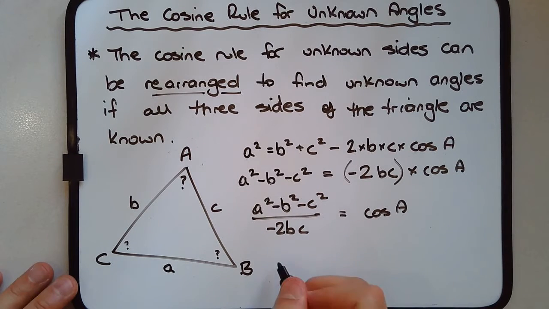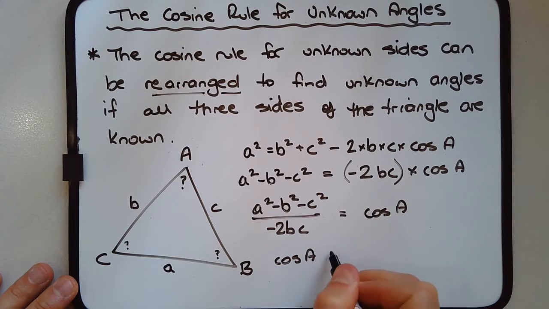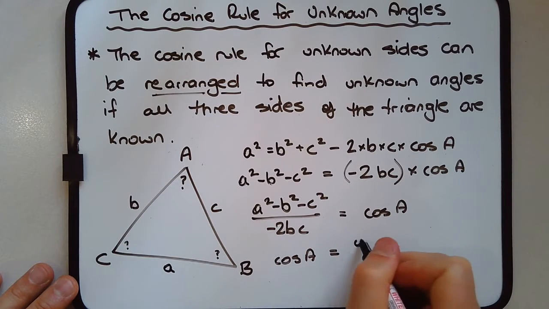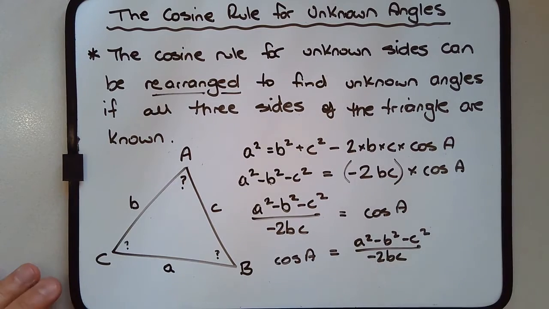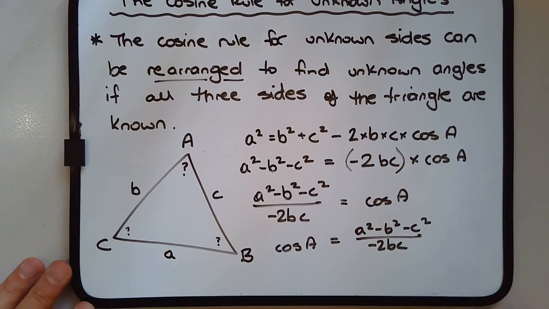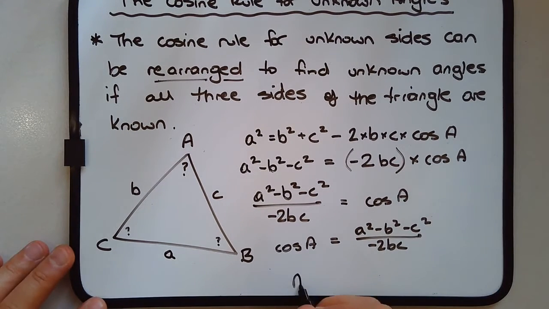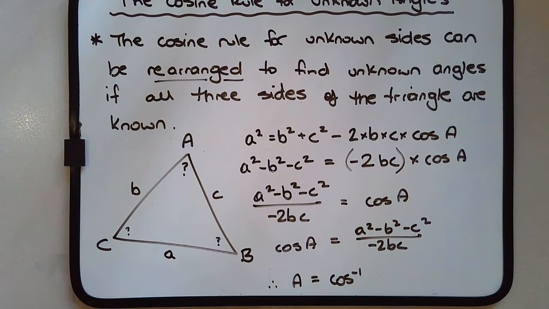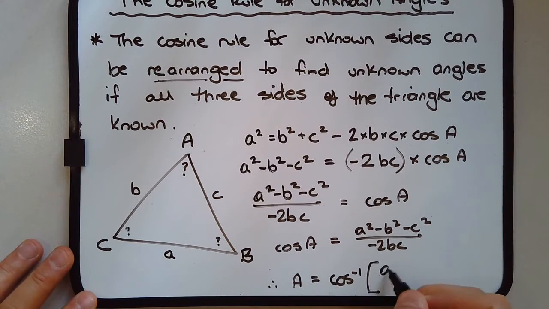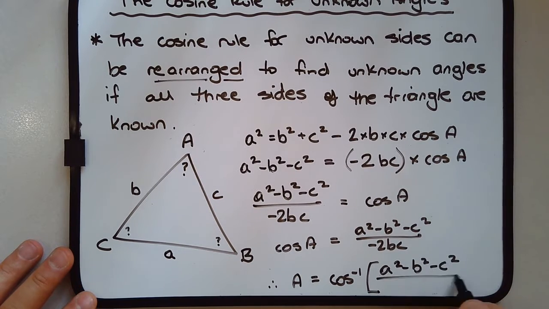Just switch both sides around. So cos of A is equal to A squared minus B squared minus C squared over negative 2BC. And if you just want to make angle A the subject of the formula, therefore A is equal to inverse cos. If you move cos over to the other side, so I want angle A to be the subject, inverse cos of A squared minus B squared minus C squared over negative 2BC.